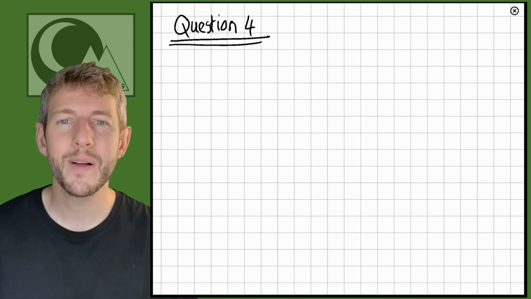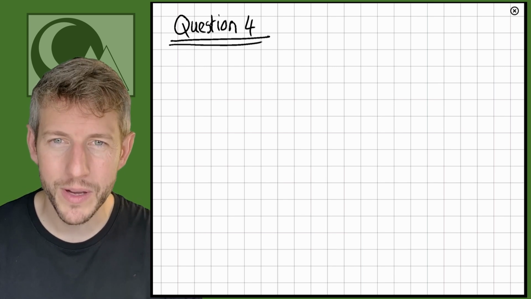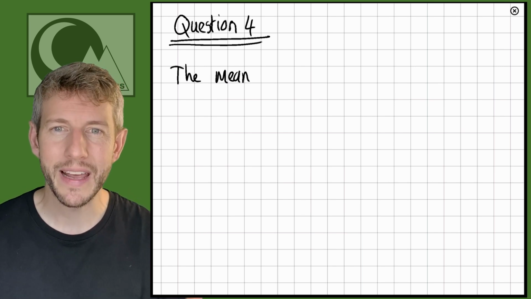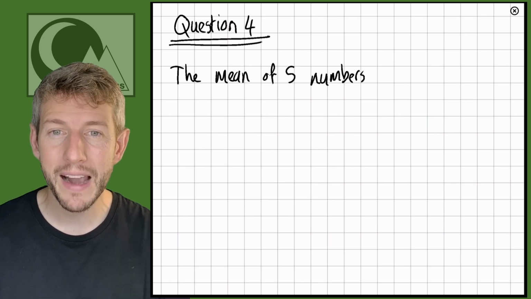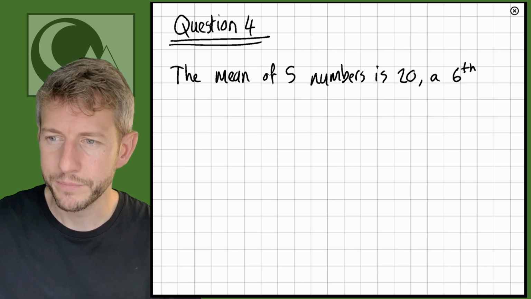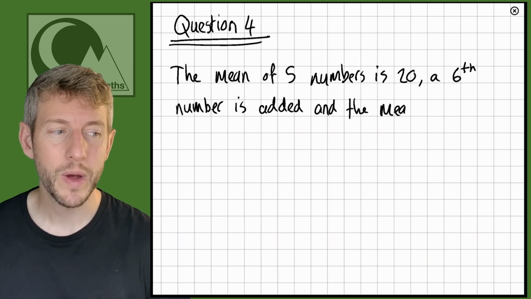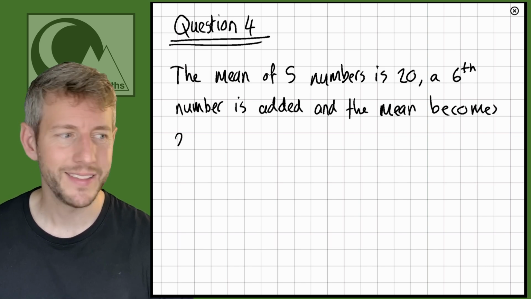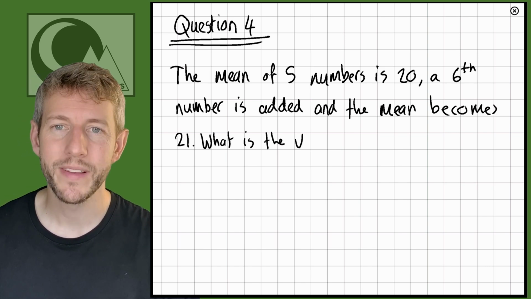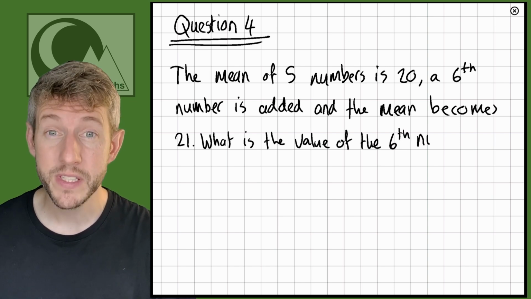Right, this now takes me on to the third type of question. This third type of question is when we need to find the value of a missing item. So this question says, the mean of 5 numbers is 20. A sixth number is added, and the mean becomes 21. What is the value of the sixth number?